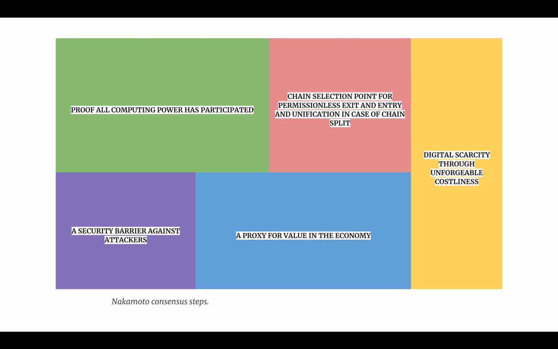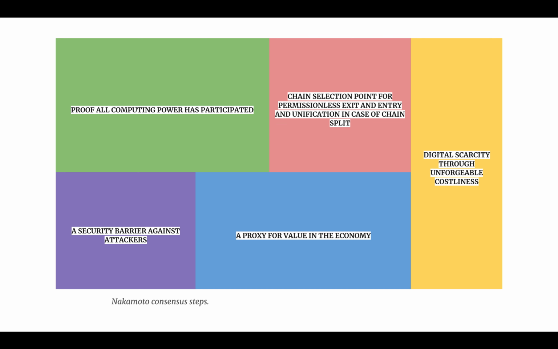5. A proxy for value in the economy. The same costliness that guarantees scarcity also serves as a proxy for value for the native currency in the economy. Even though value is individual and subjective, a transparent proxy for value such as proof of work helps accelerate price discovery, reducing transaction costs, and facilitating coordination in the market.